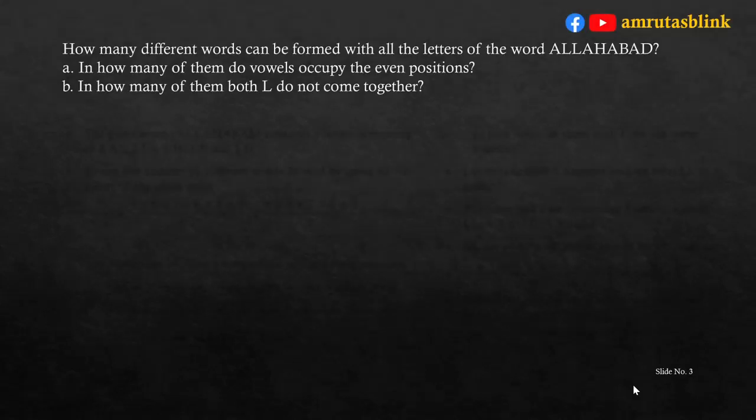How many different words can be formed with the letters of the word Allahabad? In how many of them do vowels occupy even positions, and we also need to find out in how many of them both L do not come together.